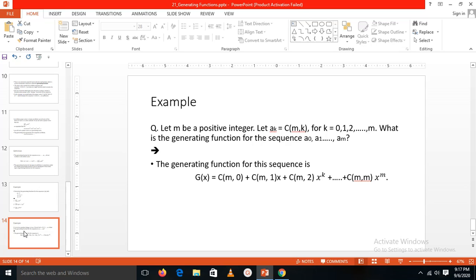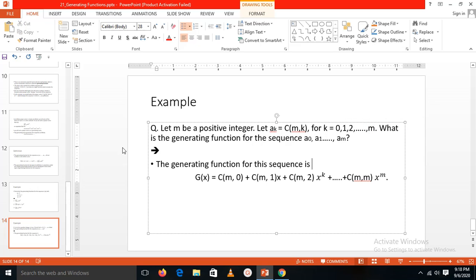Now see here another example. The question is: let m be a positive integer. Let ak equal C(m, k) for k equal to 0 to m. What is the generating function for the sequence a0 to am? Understand the question first. m is a positive integer, ak is given as C(m, k) for k equal to 0 to m, and we have to find the generating function for the sequence a0 to am.